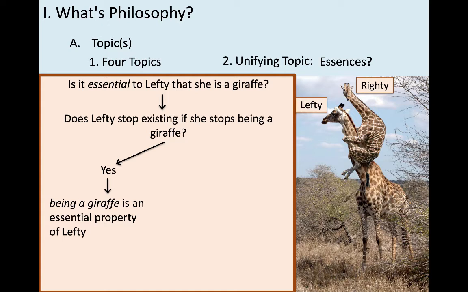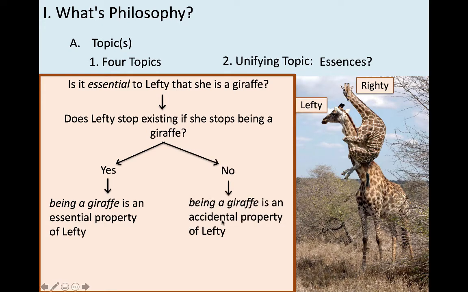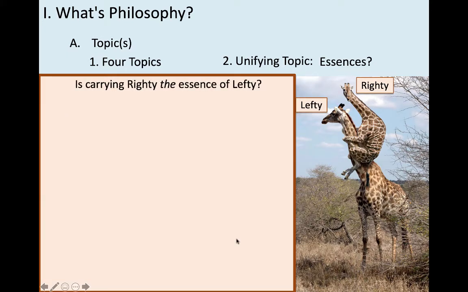There's all sorts of possibilities here. You have to sort of figure out what you think the right answer is. But what I want you to see for now is just this. If you say yes to this question, that Lefty stops existing if she stops being a giraffe, then you think being a giraffe is an essential property of Lefty. But if you say no, then you think being a giraffe is an accidental property of Lefty.